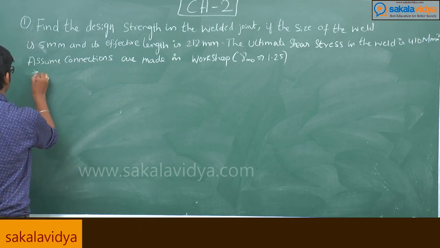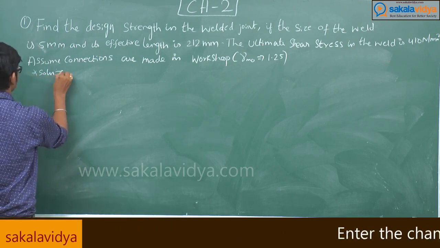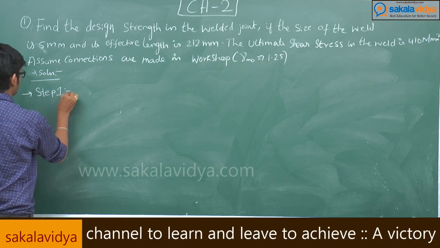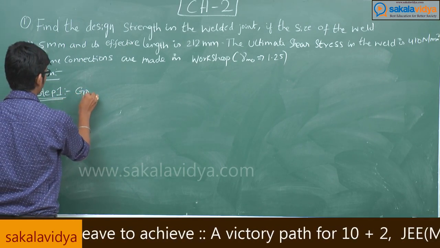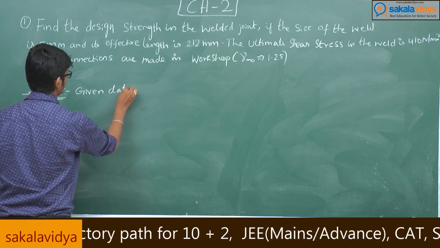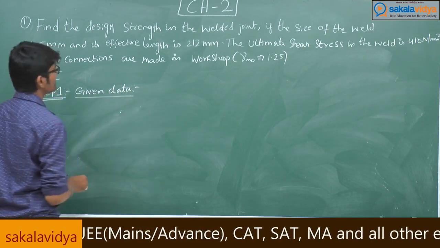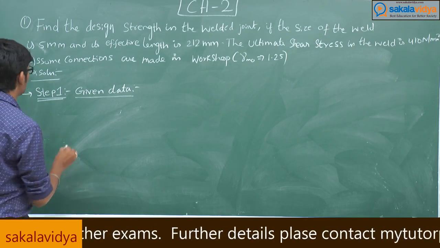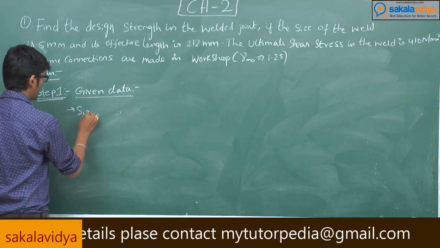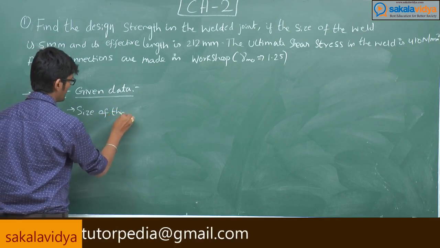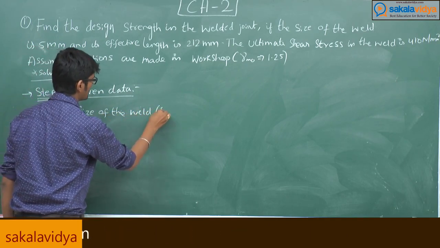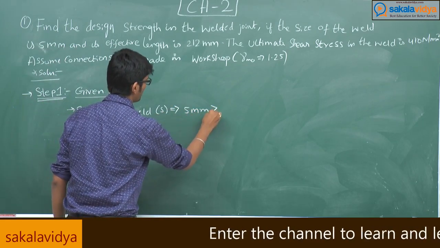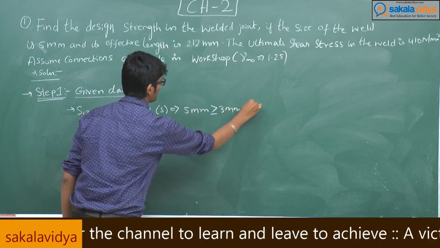Step 1, solution. Step 1, given data. You have to find the design strength in the weld. The size of the weld is given. Size of the weld, that is S, is equal to 5 mm. So 5 mm must be greater than or equal to 3 mm. Yes, it is okay, it is valid.